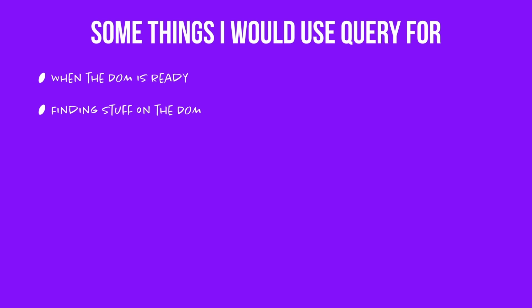How about finding stuff in the DOM? Maybe you wanted to find single elements or a bunch of elements. jQuery made this very easy to do when it wasn't easy to do in the browser. Now we do have some methods, APIs in the browser that help us do this, but this was very hard at one point. Hiding and showing things.